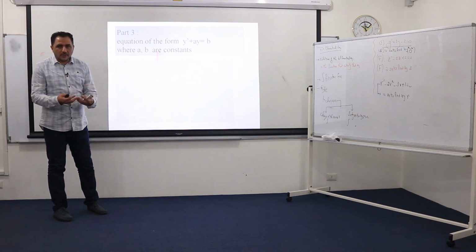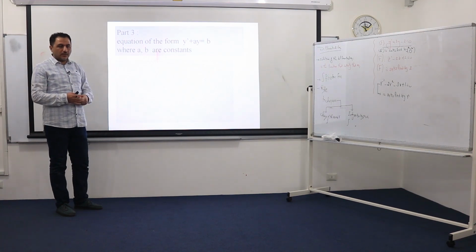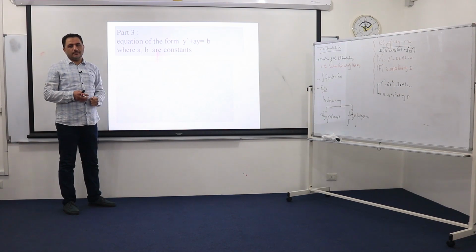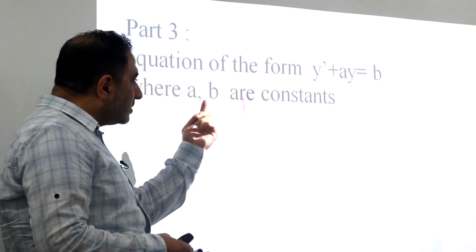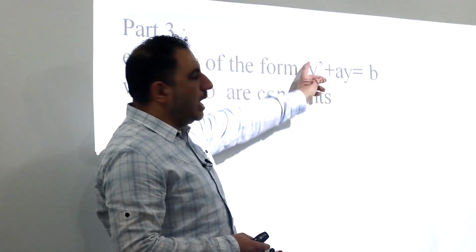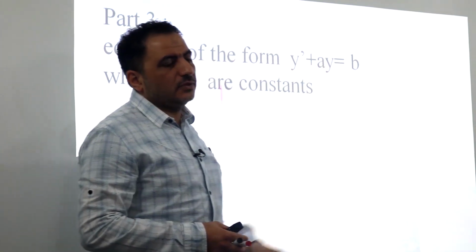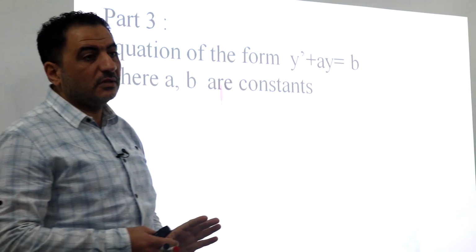Now, in general, we are going to see this kind of equation, the last part when we finish the chapter: equations of the form y prime plus ay equals b. What do you call that kind of equation? It's a first order linear equation. No y squared, no y prime squared, with constant coefficients. With constant coefficients, it means that a and b are constants, not variables.